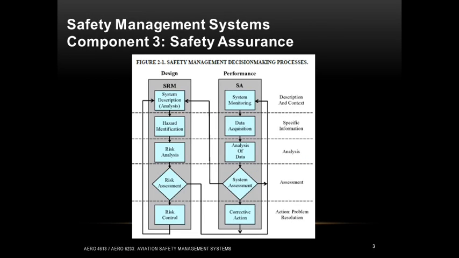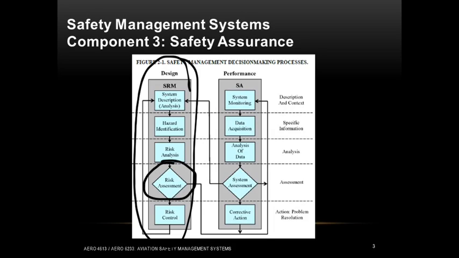In safety risk management, we made a decision to accept the risk. We made a decision here in risk assessment to accept the risk and move it on over to the safety assurance component for system monitoring, because once we accept a risk, we do not just forget about the hazard. It goes out of that risk assessment and into system monitoring. That's the first element under safety assurance.